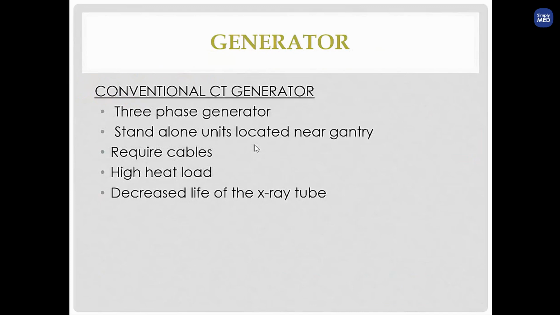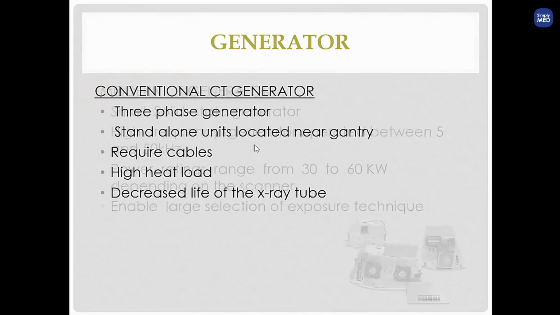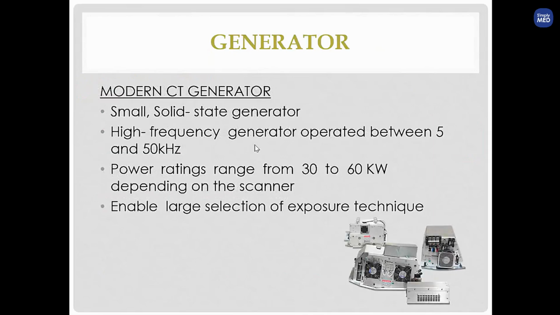The next part is the generator. In olden times, conventional CT used a three-phase generator located near the gantry, which required a long high tension cable, had a high heat load, and shortened X-ray tube life. This has been replaced by the modern CT generator, a small solid state high frequency generator which operates between 5 and 50 kilohertz, with a power rating of around 30 to 60 kilowatts, and we can select large exposure techniques.